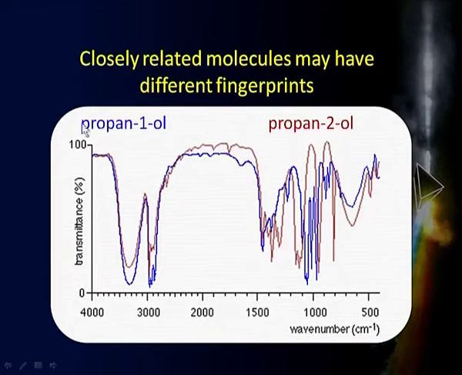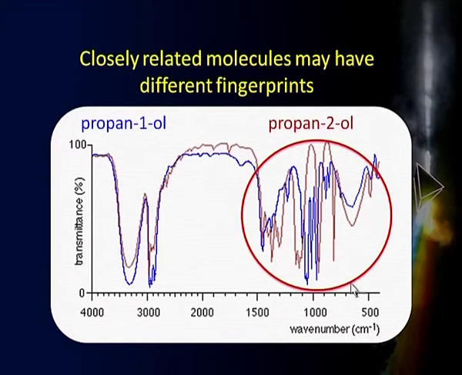Going further, another very important observation is that very closely related molecules will have very different fingerprints. Like in human beings, even identical twins do not have the same fingerprints. The same holds true here. So, I have two very similar molecules, propanol 1 and propanol 2.